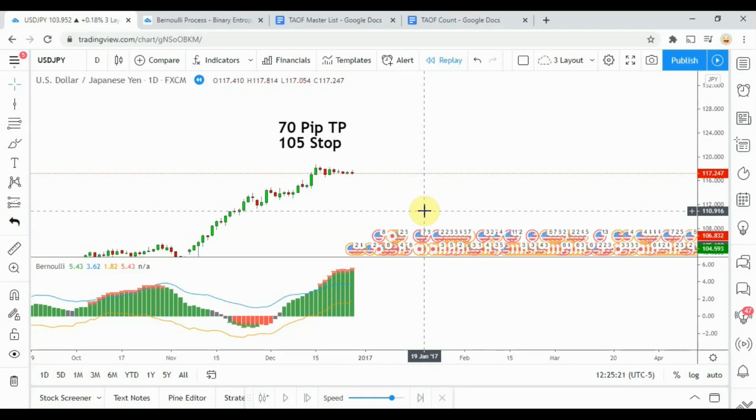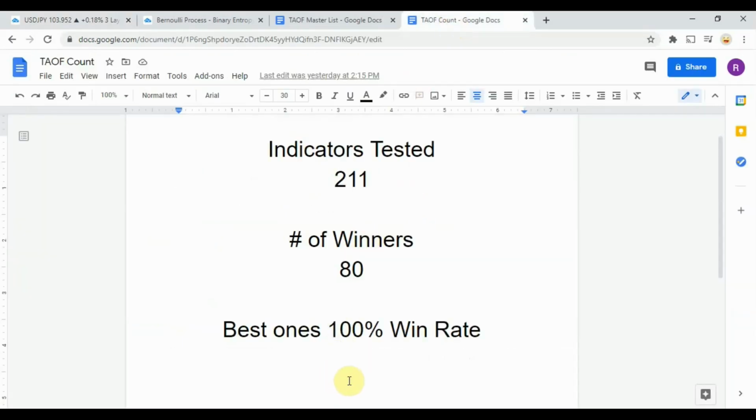Alright, as I said, today we will be testing the Bernoulli process indicator. But before we do, I wanted to put the indicator scoreboard up for everyone to see.